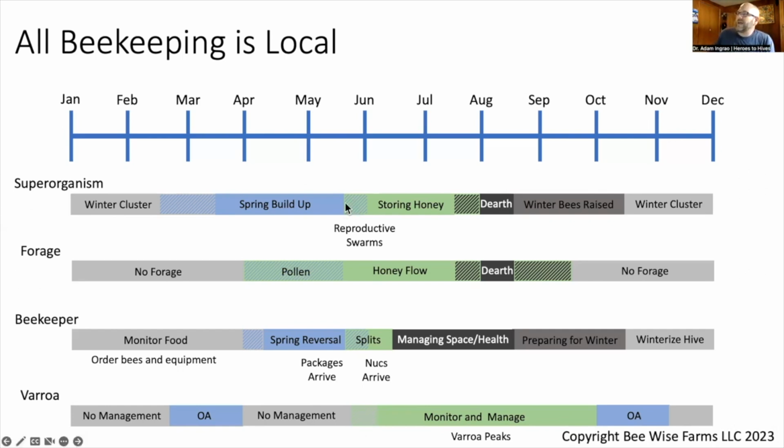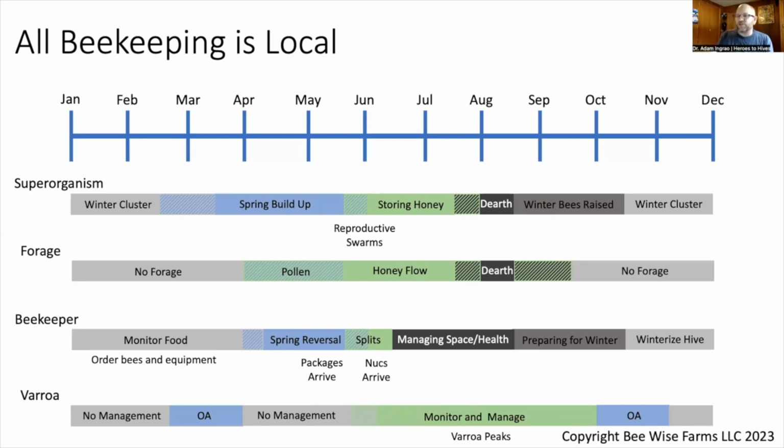Once we hit, say, mid-May, if weather's permitting, or early June, that's when we start seeing honey coming in for our colonies here in the Upper Peninsula and northern Michigan and northern climates in general. Usually for us, the honey flow is going to last somewhere between June all the way through July, sometimes into August, but very rarely for where we're at.